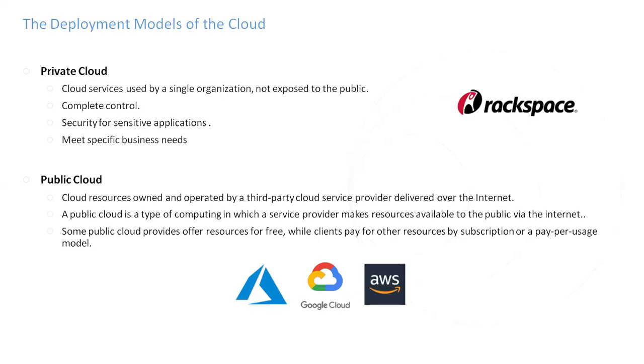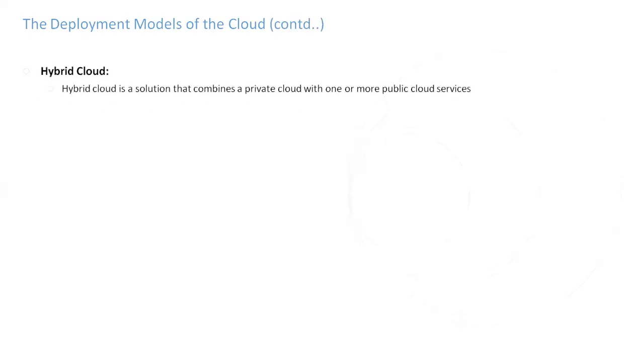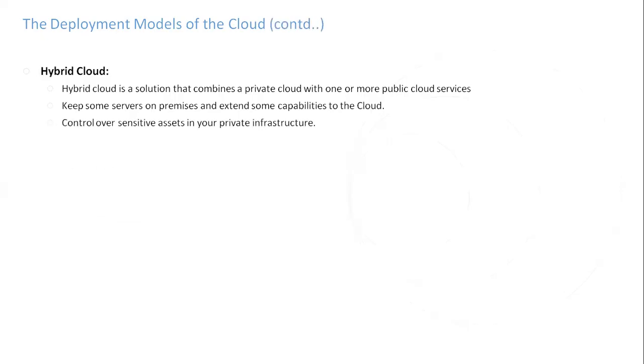Private cloud is also somewhat more costly, and it is basically designed for security for sensitive applications. So you need to use private cloud as per your business needs. Suppose you are running a very sensitive application, in that case you can use private cloud, otherwise you can use public cloud. Now hybrid cloud is a combination of two clouds, public cloud and private cloud.